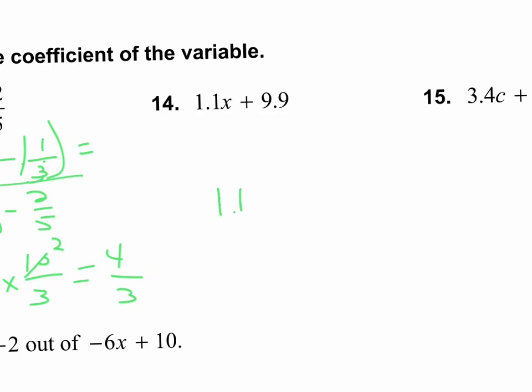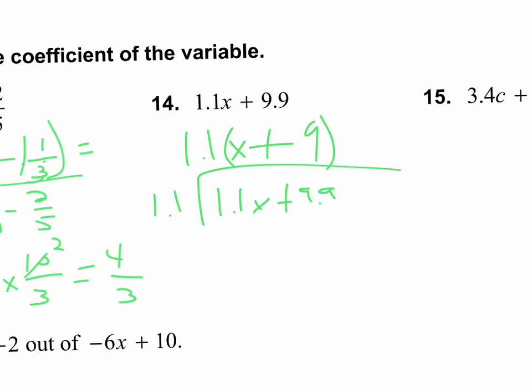Alright, so 1.1 is my coefficient, so I'm going to go ahead and take out 1.1 divided by 1.1. That becomes x plus 9.9 divided by 1.1 is 9, and then we put our parentheses and we move that 1.1 up. If we wanted to, we could check this and multiply it on through, make my rainbows, okay?